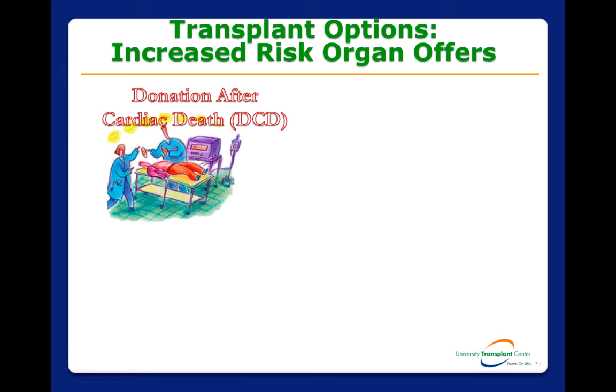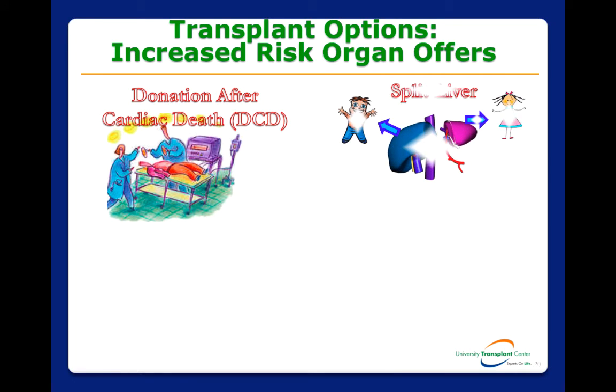Donation after circulatory death is the recovery of organs after the blood stops circulating in the body. Split liver is when the donor liver is split in two, and the larger portion goes to an adult and the smaller portion goes to a child on the liver transplant waiting list.